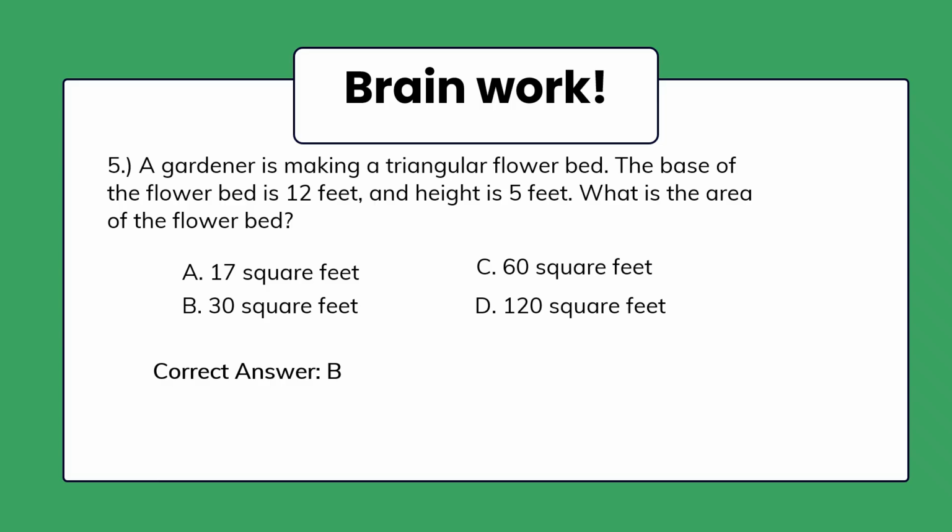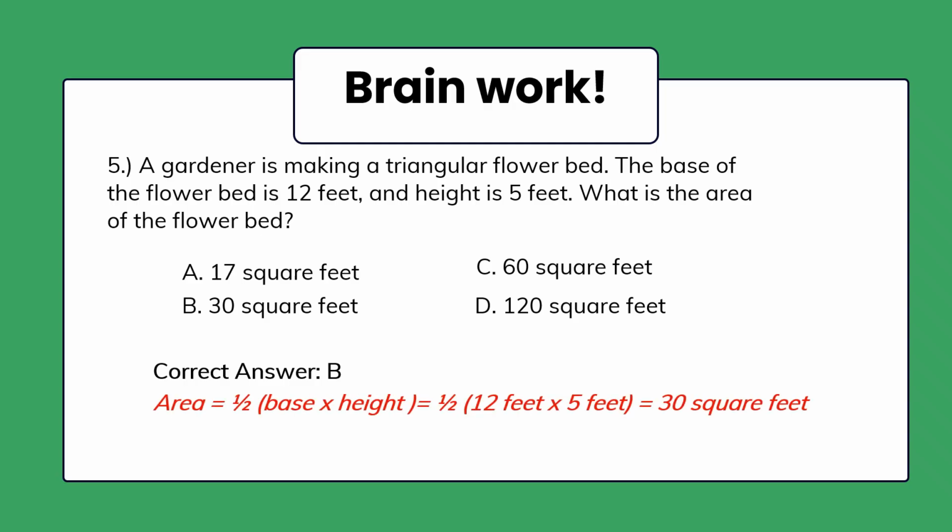How do we get 30 square feet? Do you still remember the area of a triangle? Alright, area is equal to base times height divided by 2. So we have 12 feet times 5 feet is equal to 60 square feet, divided by 2. The answer is equal to 30 square feet.